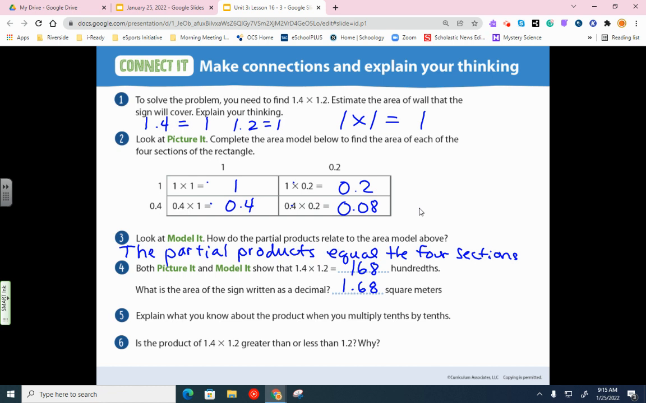moving on, it says explain what you know about the product when you multiply tenths by tenths. If you multiply a tenth by a tenth, the product will be hundredths.